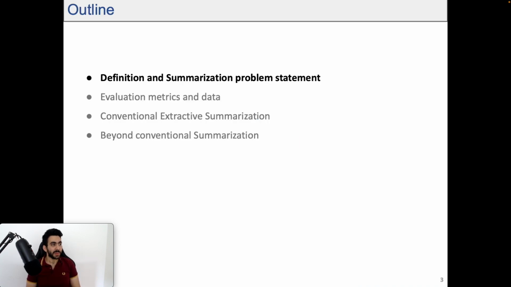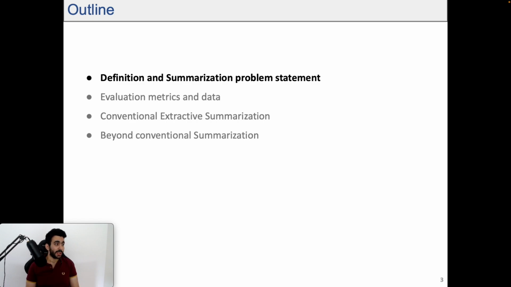Our outline is going to be as follows. We're going to start with the definition and the summarization problem statement. There we're going to build up the intuition towards summarization. We're going to understand what the problem is, what the different aspects within text summarization are, why people need text summarization, and so on and so forth.